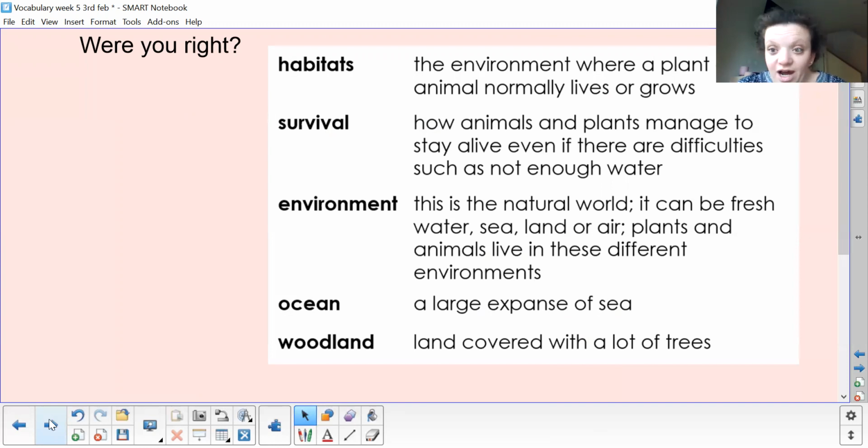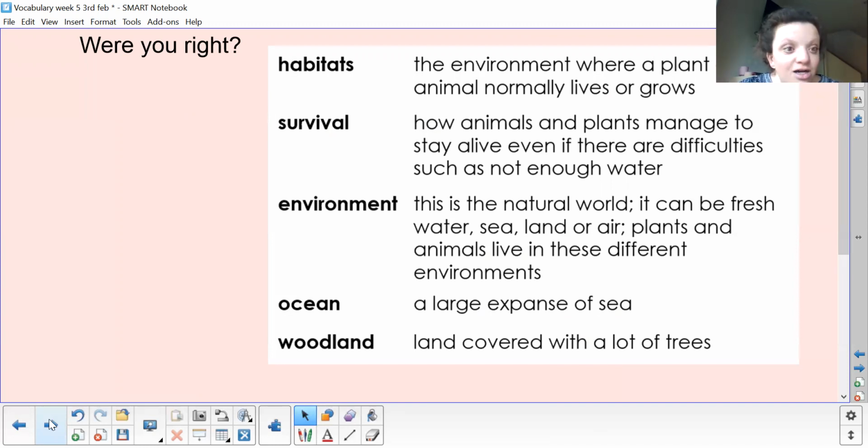Environment. This is the natural world. It can be fresh water, it can be sea, land or air, and plants and animals live in these different environments, and they grow and they change and they live as they do in these environments. So an environment, and then they choose a certain type of environment to be their habitat.